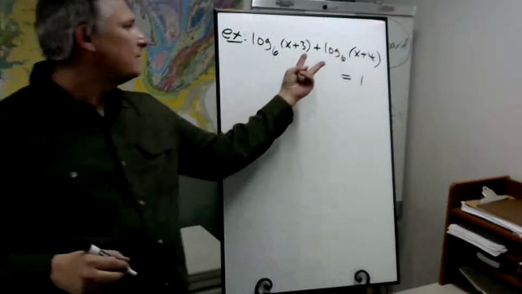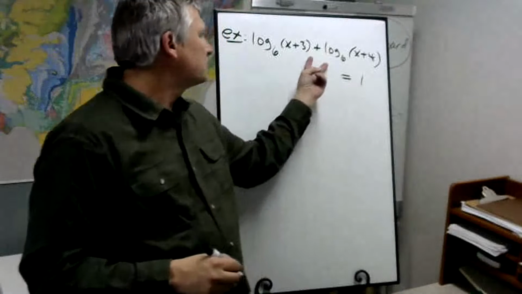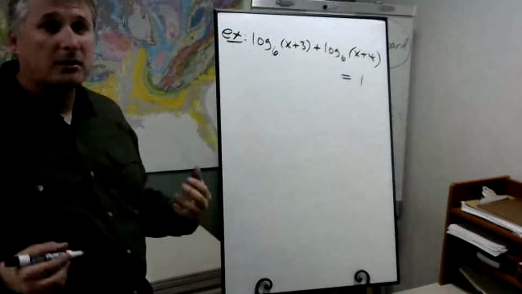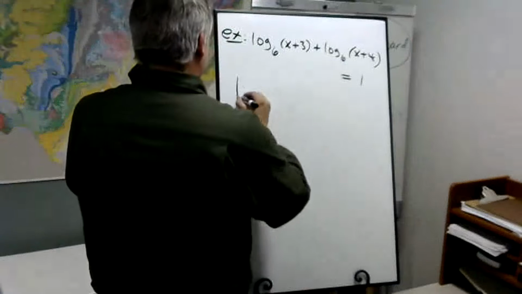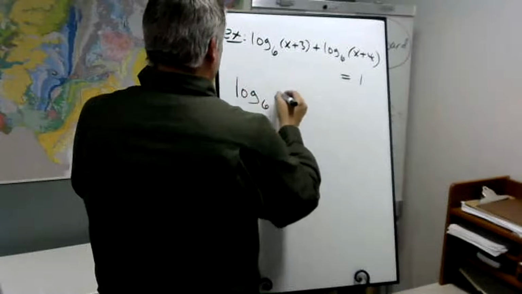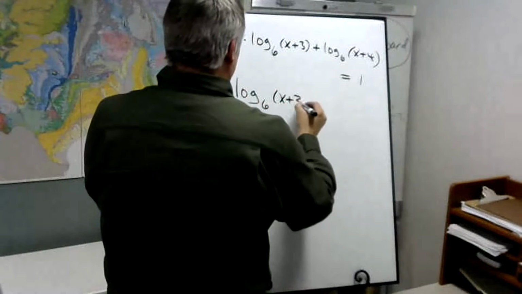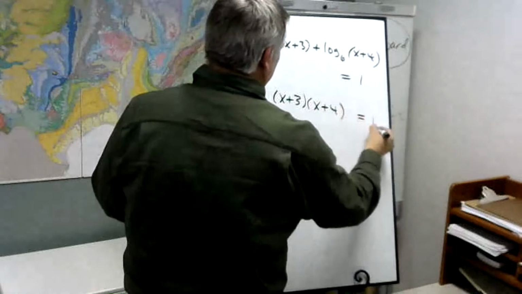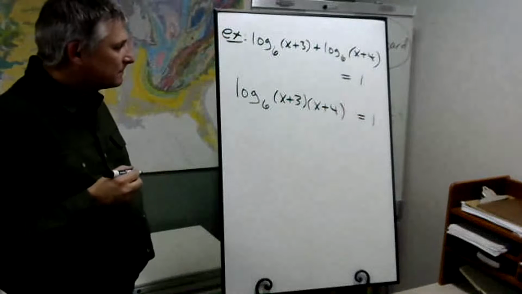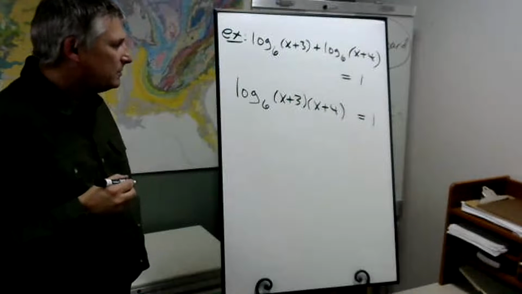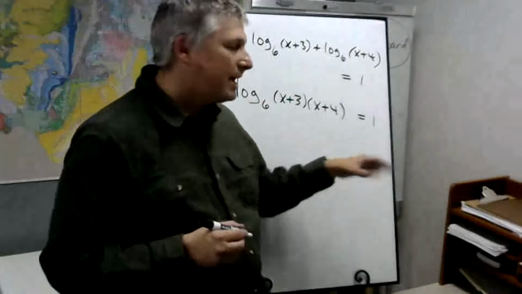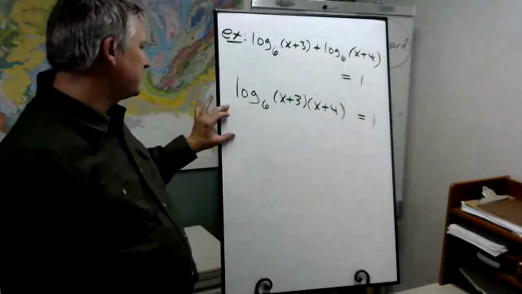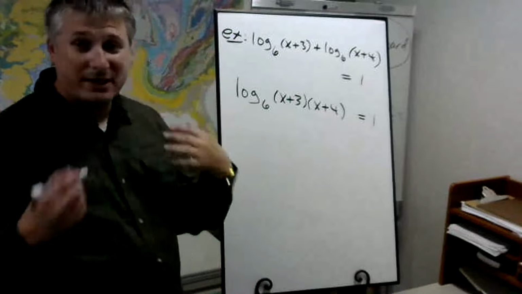One thing that'll help is to combine the logs. The sum of logs will be the log of a product. Not the product of logs, but the log of a product. So we get log base 6, x plus 3, x plus 4 is equal to 1. And now what we do is we make both of these exponents of a base 6. Because if there's a base 6 here, the 6 and the log base 6 will cancel.